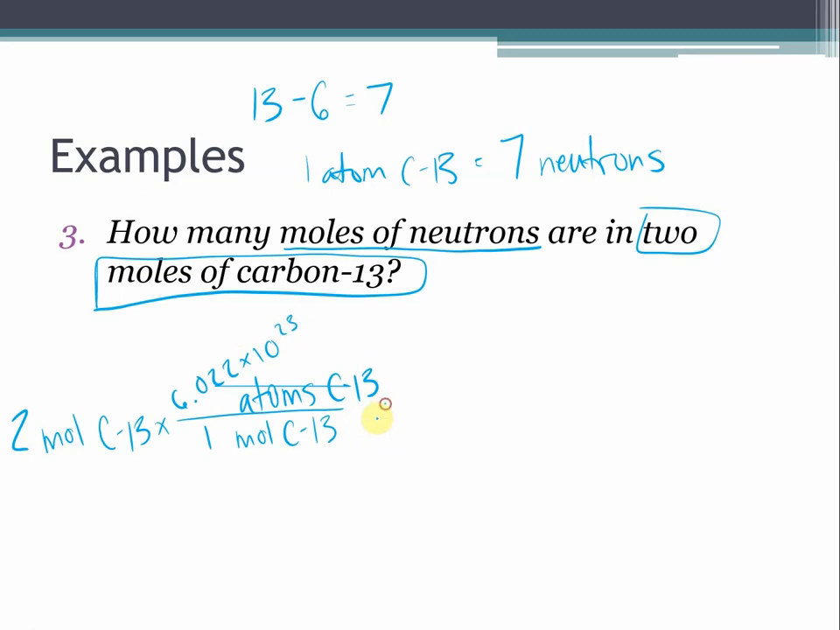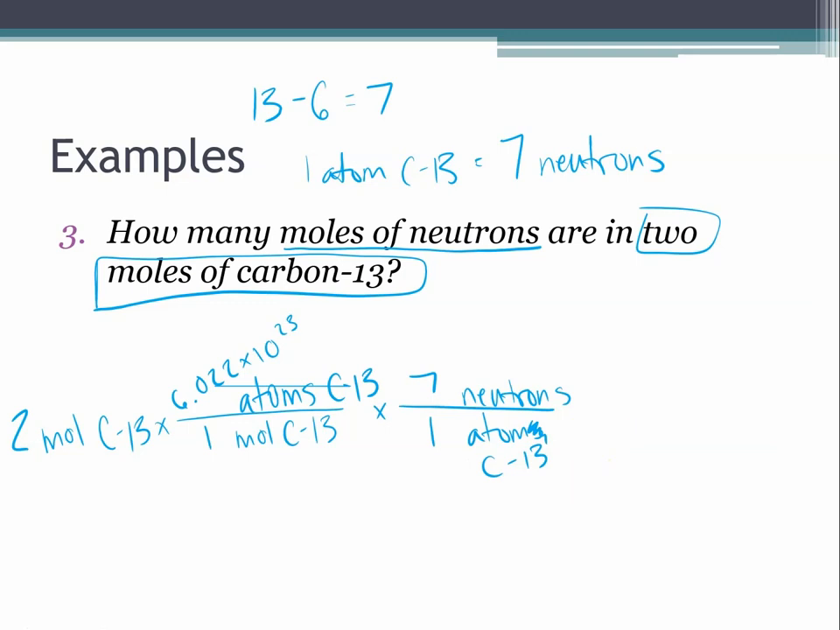And now we can do times another fraction. What goes up, atoms of C13, must come down. And when we started the problem, we said that 1 atom of C13 has 7 neutrons, so we'll put neutrons in the top. 7 neutrons are in 1 atom of C13. And if we were just looking for the number of neutrons, we would be done.